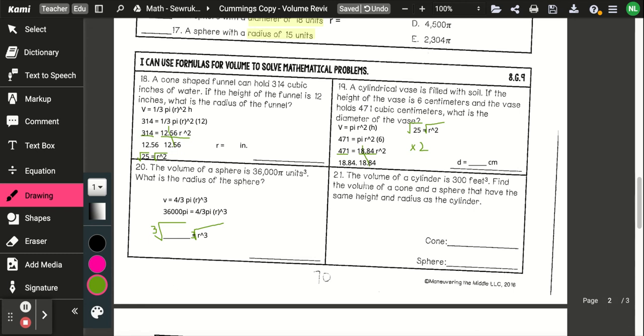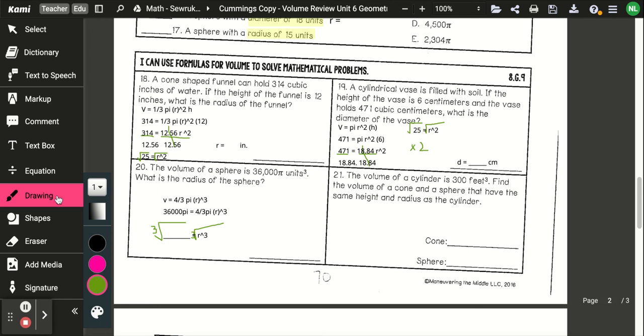All right. Last one I'm going to do with you. The volume of a cylinder is 300 feet cubed. Find the volume of a cone and a sphere that have the same height and radius as the cylinder. So you're going to do the cylinder, and once you do that, you're going to times that answer. Oh, all you have to do, I think, is times that answer by 2/3 for the sphere and times it by 1/3 for the cone.